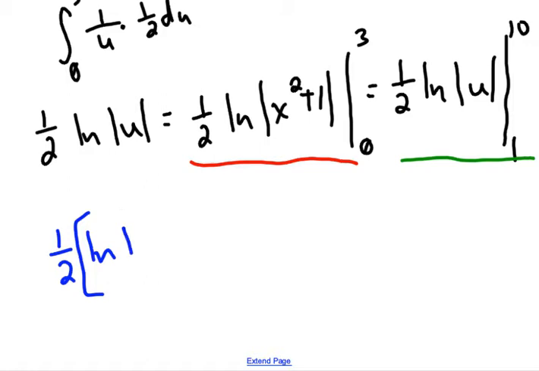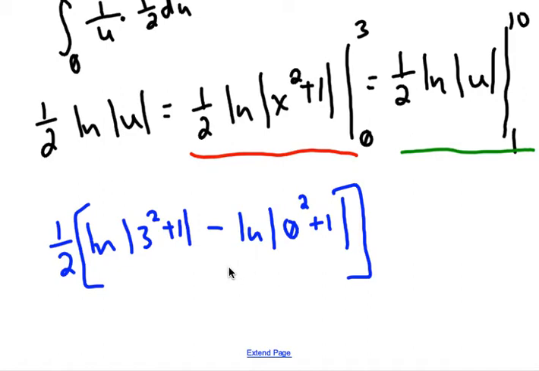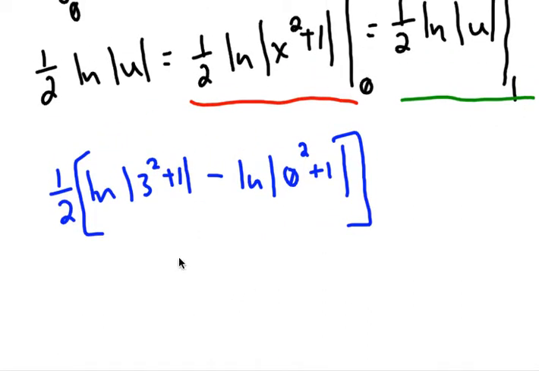So I have 1/2 of ln of 3 squared plus 1 minus ln of 0 squared plus 1, with my 1/2 out front. Okay, am I going too fast, or you're with me? Okay. So 1/2 bracket ln of 10.